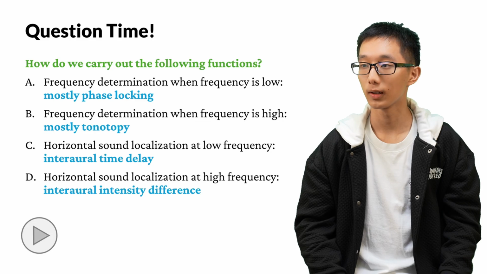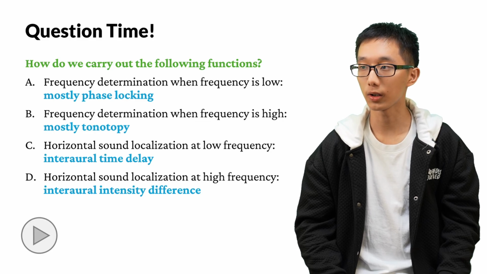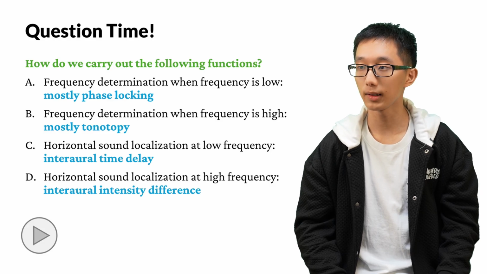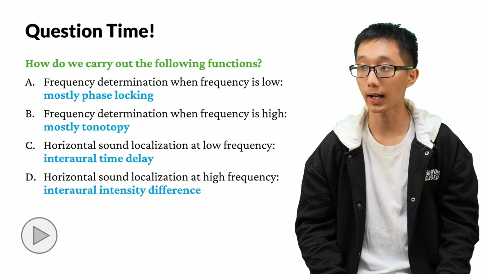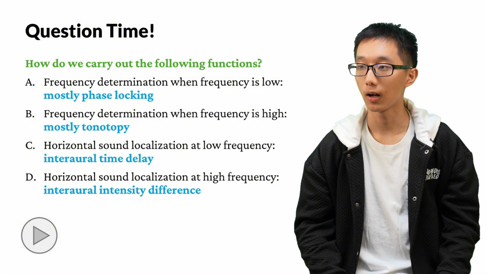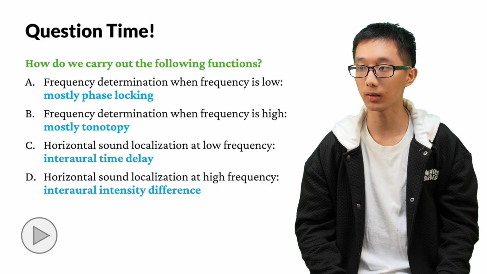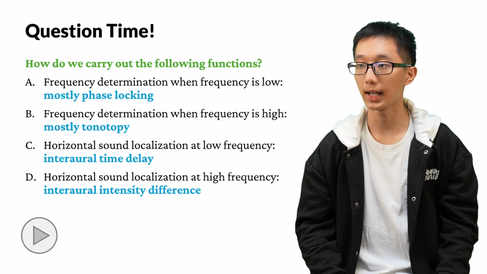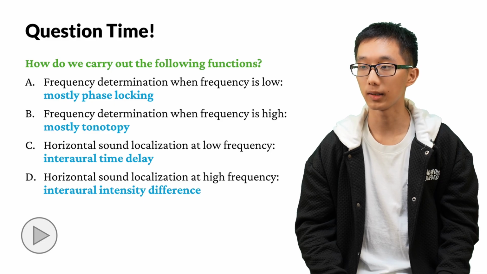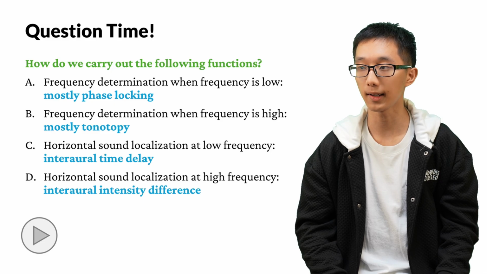Here we go. A. For frequency determination when frequency is low, we use mostly phase locking. B. For frequency determination when frequency is high, we use mostly tonotopy because phase locking is now failing. C. Horizontal sound localization at low frequency depends on the interaural time delay. And D. Horizontal sound localization at high frequency depends on the interaural intensity difference.